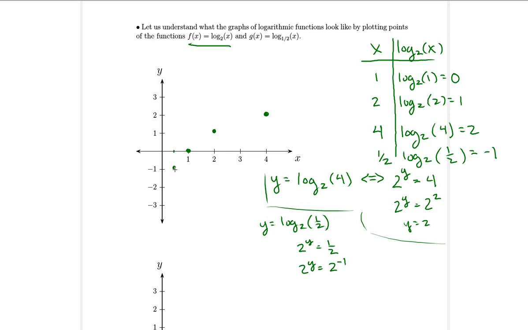And then finally, using the fact that we know there's this vertical asymptote running through the y-axis here, we know that from down here it's got to approach that vertical asymptote, and then up here we head off that way. So there's our log base 2 of x graph.